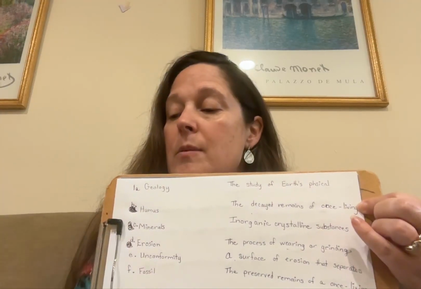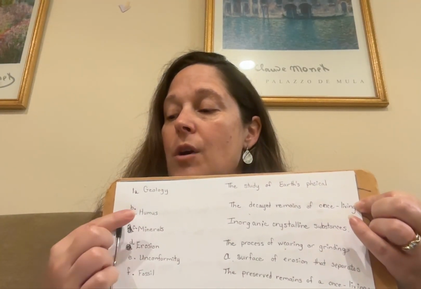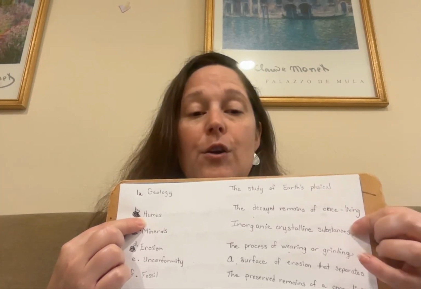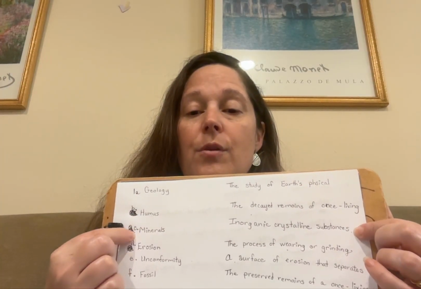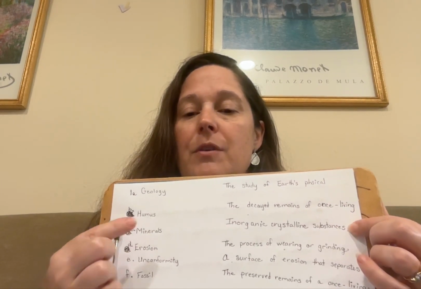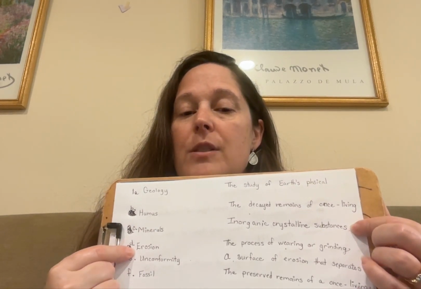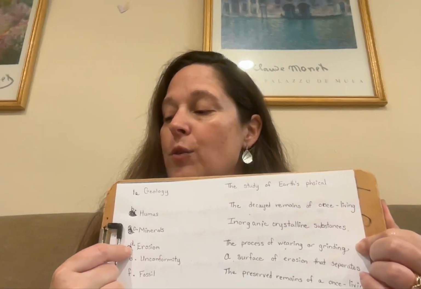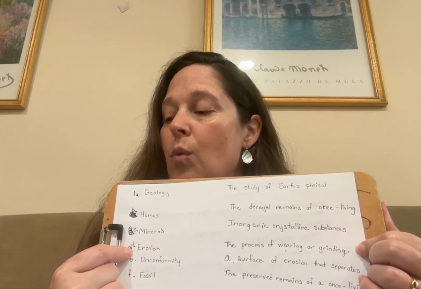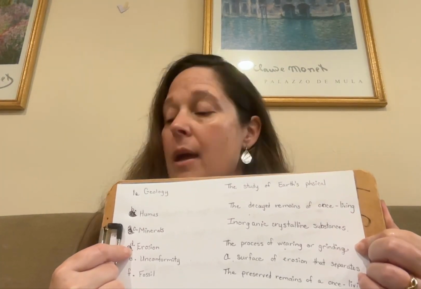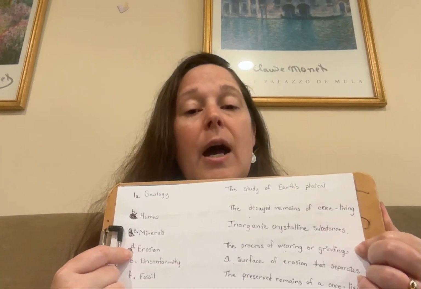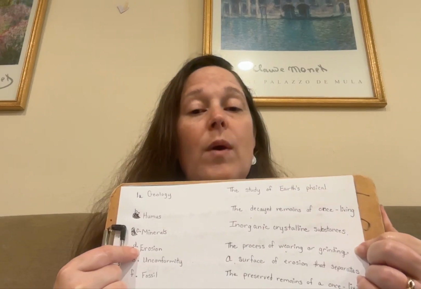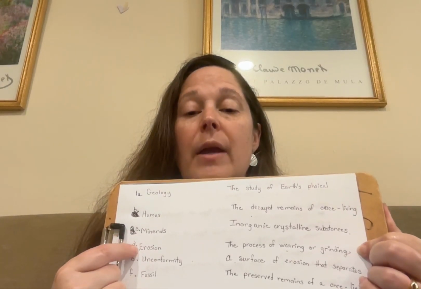The next one is minerals, and minerals are inorganic crystalline substances found naturally in the earth. And that's your third word, matching it up with its definition. The fourth word is erosion, and erosion is the process of wearing away or grinding something down by wind, water, or other natural agents. There's two types of weathering. Erosion falls under the physical weathering. There's also chemical weathering.